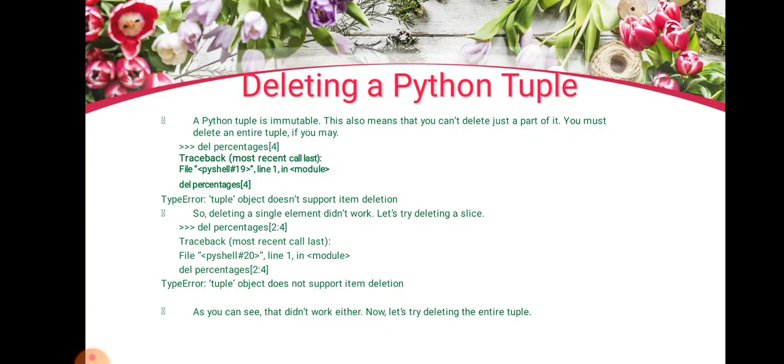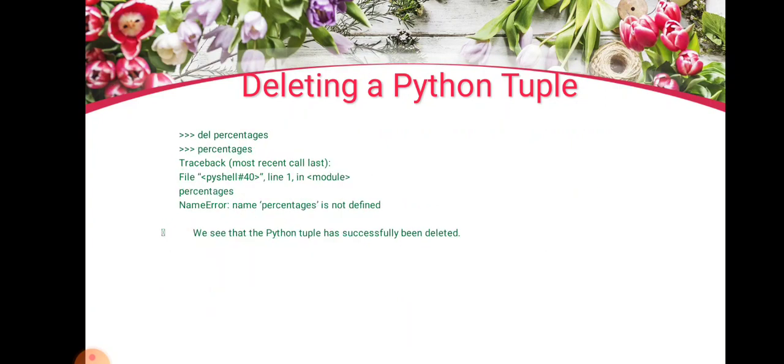As you can see, that didn't work either. Now let's try deleting an entire tuple, it is possible. Deleting an entire tuple is only possible in Python, not a single element, remember it. See here, if you give del percentages and then check percentages, it is not defined, so the entire tuple is deleted. So we see that the Python tuple has been successfully deleted.